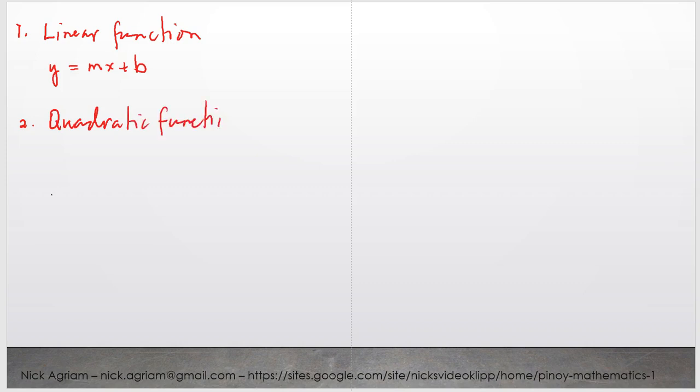The first one that will be discussed in this series of videos is the linear function. It will always look like this: y is equal to mx plus b. Why linear? Because the exponent of x is 1. Another is the quadratic function. It always looks like this: ax squared plus bx plus c. So that means my exponent is 2.